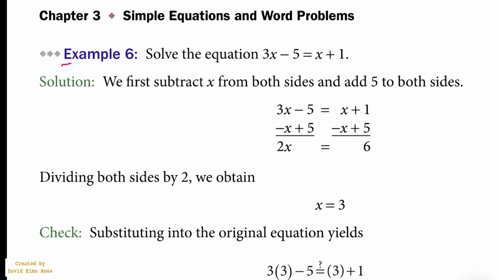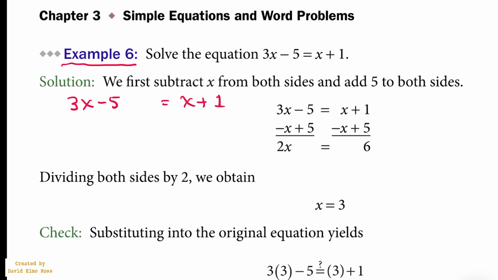Let's take a look at doing example 6. Instead of using color to determine the difference between these two, I'm just going to do it all in one color. So on the left hand side we have 3x minus 5. On the right side of the equation we have x plus 1.